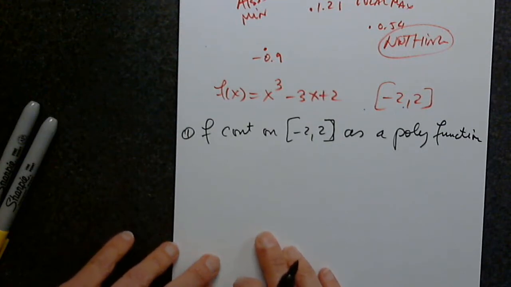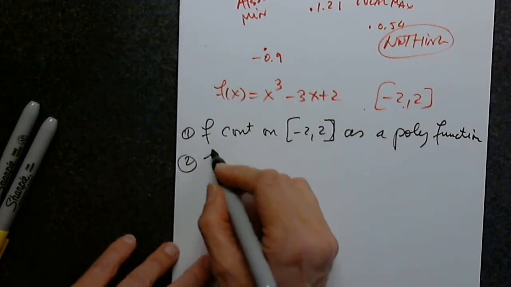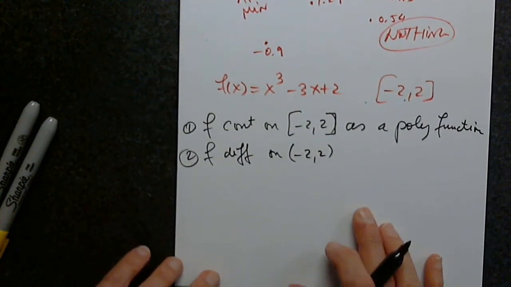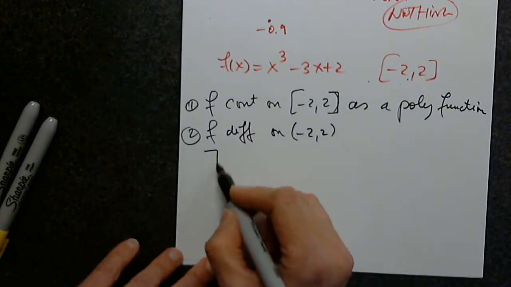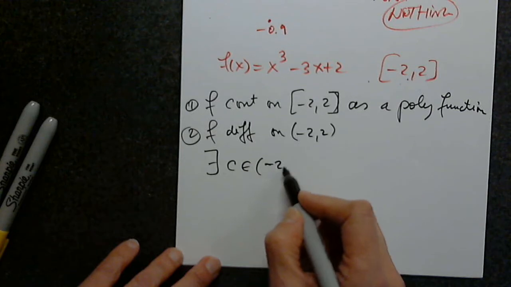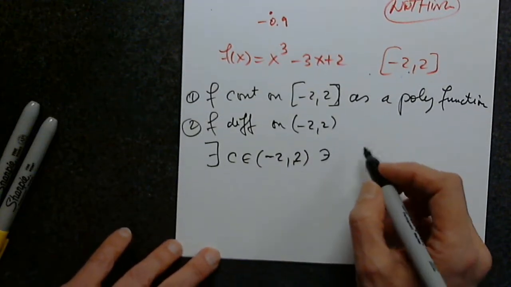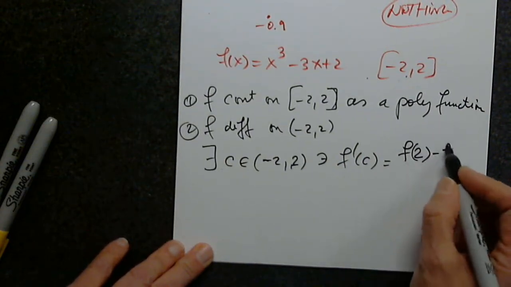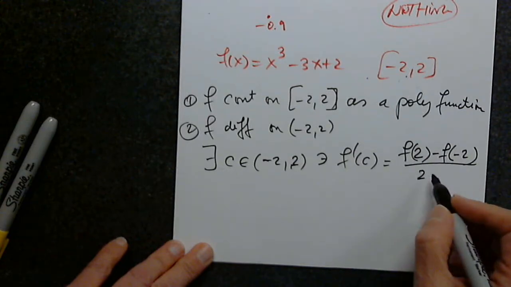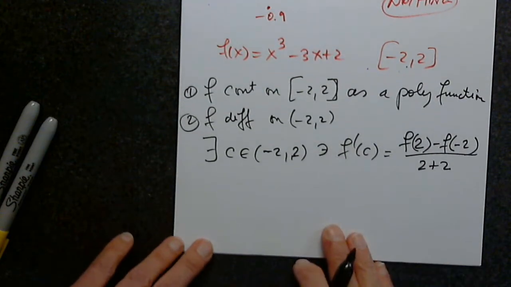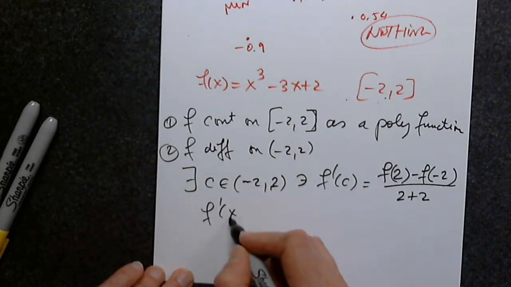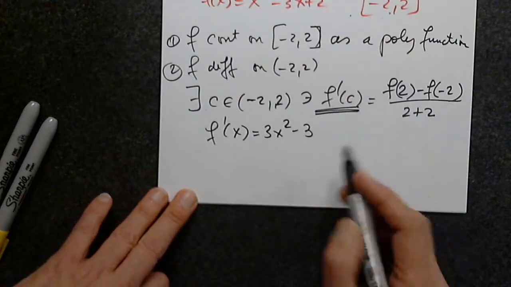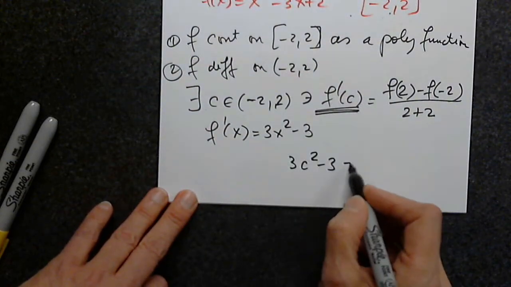We agree that the function is continuous. It's a polynomial function. Number two, differentiable everywhere, but also on negative 2, 2. So there exists C in the open interval negative 2, 2, such that f prime of C equals f of 2 minus f of negative 2, over 2 minus negative 2. So I have to find the derivative. So f prime of x is 3x squared minus 3. This side will be 3c squared minus 3 equals.